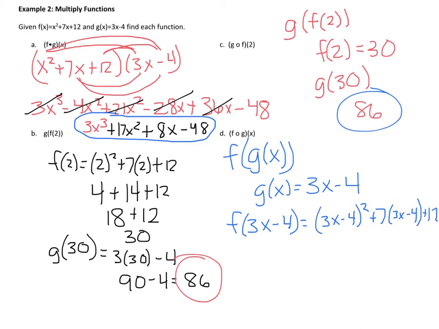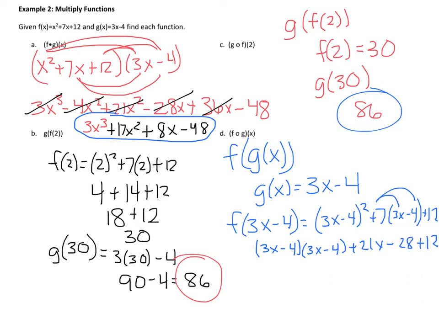Now remember, when I'm squaring something, as in this 3x minus 4, I can't just distribute this squared in. I see that a lot. I need to rewrite this whole thing twice. So I'm going to have 3x minus 4 times 3x minus 4. I am going to go ahead and simplify over here and distribute my 7 through. So I'm going to end up with 21x minus 28 plus 12.